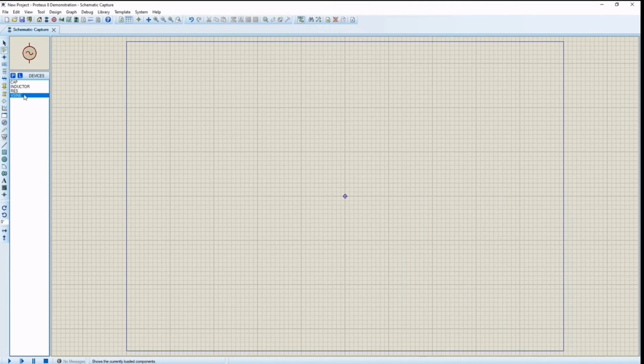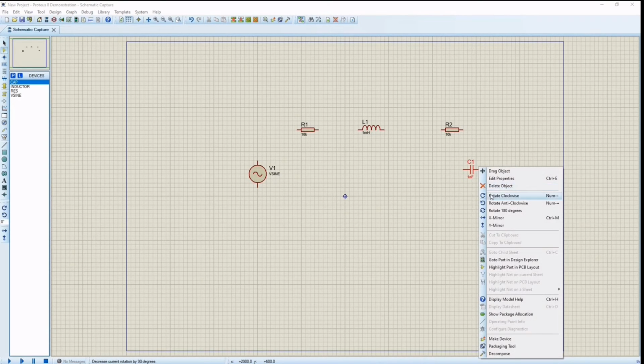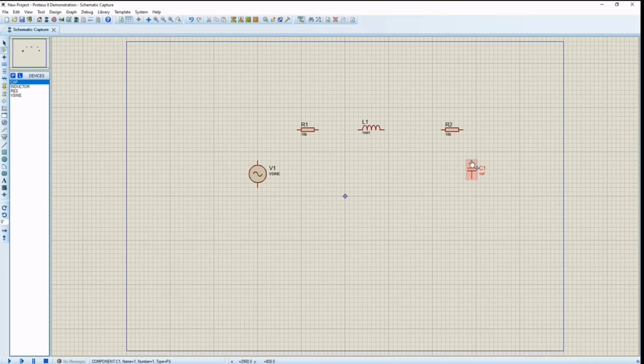And then we place it in the schema like this. Okay, and then we connect the devices into a circuit.